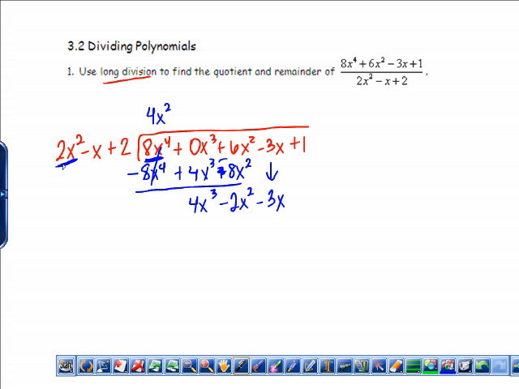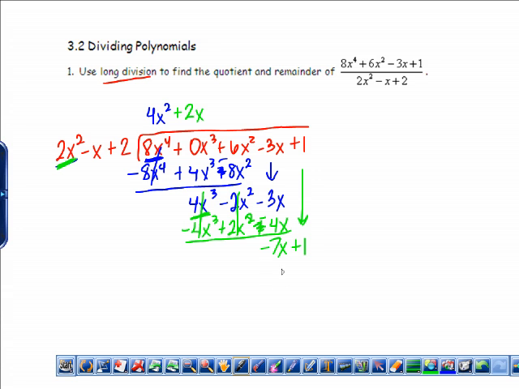Okay, I'm going to switch colors, and we're going to do the next step. 2x squared going into 4x cubed, that will be 2x. Notice that I went down 1 exponent. Okay, now we multiply. 4x cubed minus 2x squared plus 4x. That's a 2. And then subtract. Always the first term should cancel. This time we got lucky. The second term canceled. This is going to give us one less step.